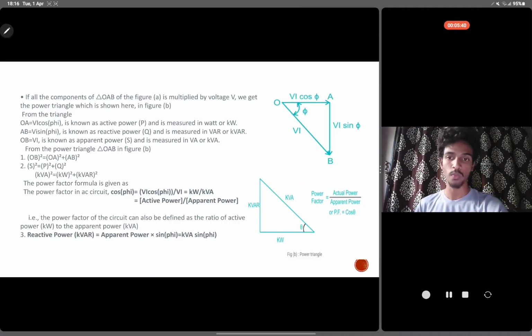Cos phi is equal to VI cos phi divided by VI, that is equal to kilowatt by kilovolt-ampere, which in terms of active power, the ratio between active power and apparent power, is also known as the power factor. The power factor of the circuit can also be defined as the ratio of active power and apparent power, where we can calculate the reactive power kVAR is equal to apparent power into sin phi.